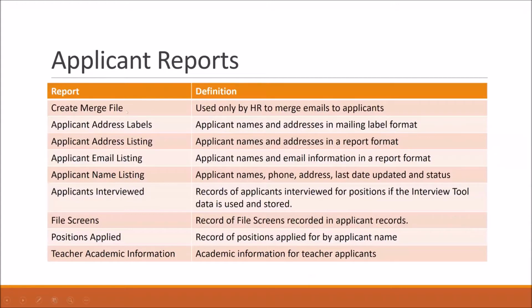This is where you can go to do the create merge file report. So if you want to send out a mass email to a group of applicants, this is where you can go to do that. You can do labels, get an address listing, just send out an email, get a list of everybody's email, name, and so on. There's also a file screen report. So if you're a district that does your file screens under applicant search, you can come here and pull that file screen data for a particular job under this menu. So it's kind of nice.